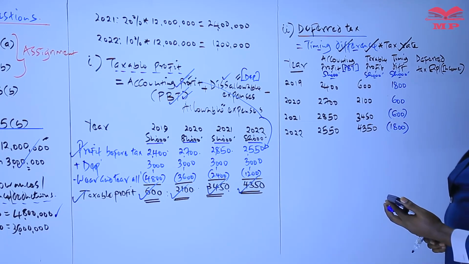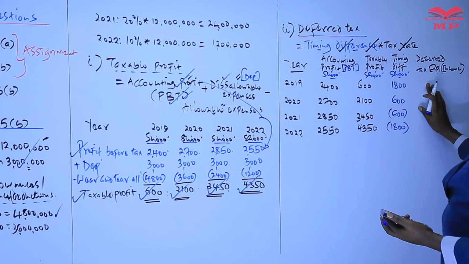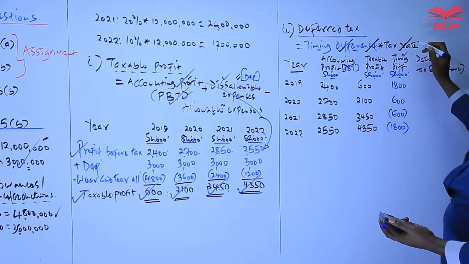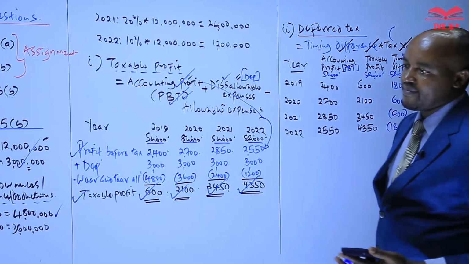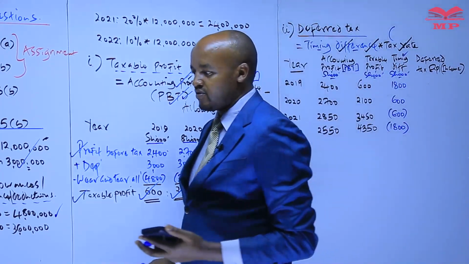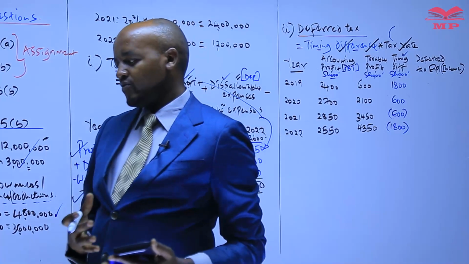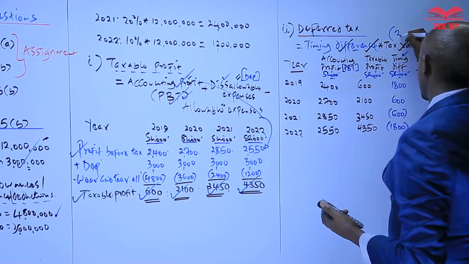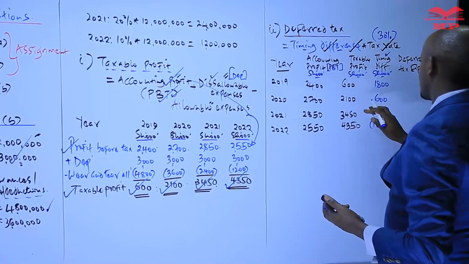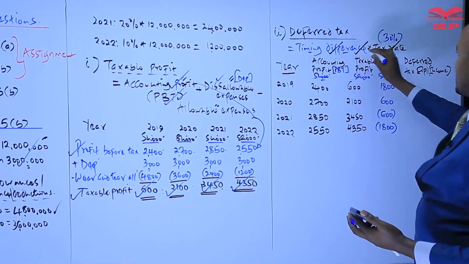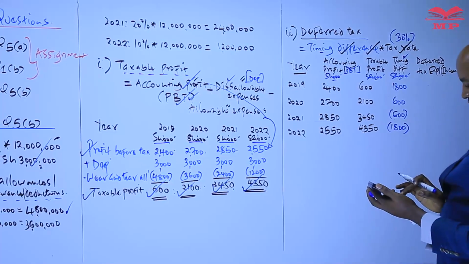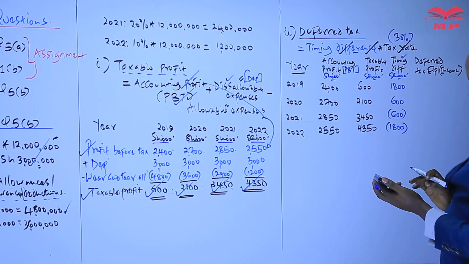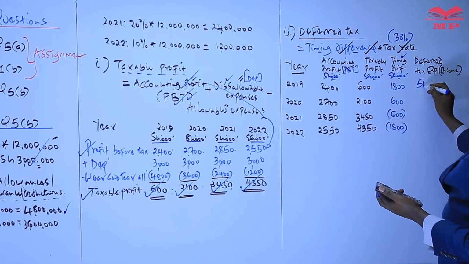So having that, what do we need to do finally? We need to compute the amount of deferred tax. So for the deferred tax, we take the timing difference, which we have here, times the tax rate. I hope you can remember in that question we are told the tax rate for this company for the period of 4 years. In the last paragraph, we are told it is 30%. So in the first year, we have 1800 times 30%. That will give us 540.